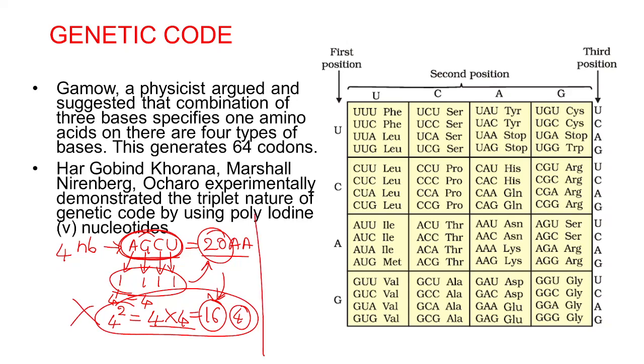If you take the combination of 3, that is 4 raised to 3, then it will be equal to 4 cross 4 cross 4. That will be equal to 64. So in these 64 codons, you can code for all the 20 amino acids, yes or no? That is why it is confirmed that genetic code is a triplet. Okay, genetic code is a triplet.